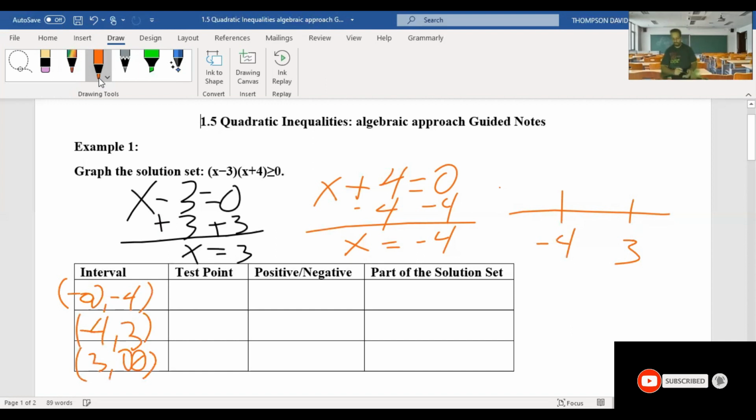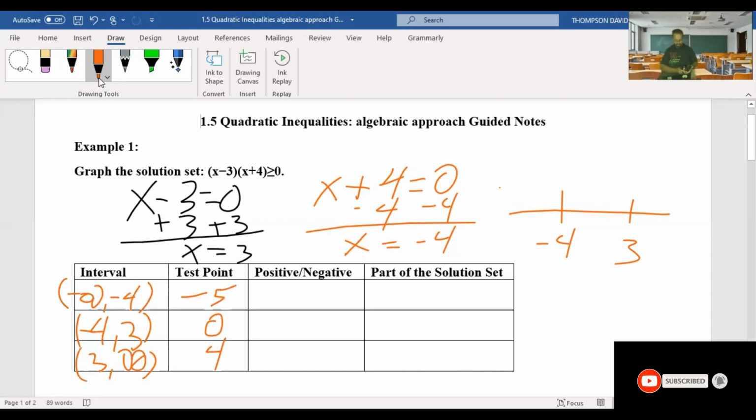So we want to pick a test point in each interval. To the left of negative 4, we can say negative 5, or any other number you want. Our next test point has to be in the middle, between negative 4 and positive 3. I'll pick 0. And greater than positive 3, we can just use 4 or any other number. The next step is to plug those numbers into our original inequality.